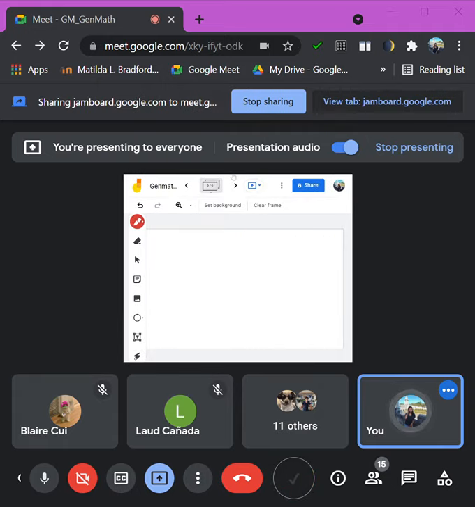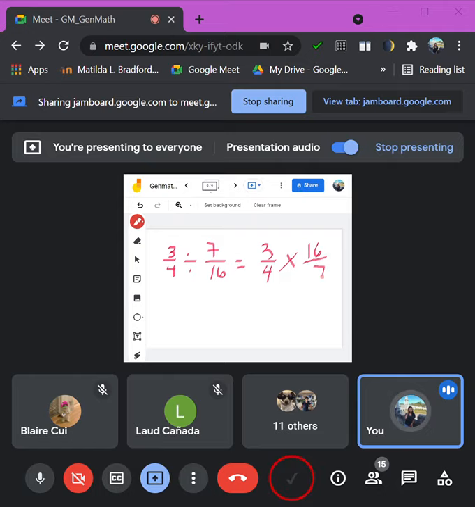So we have there 3/4 divided by 7 over 16. We just change our divisor, the second one, into its reciprocal. And once we take the reciprocal, the division becomes multiplication. And then 16 over 7. And then you can already multiply your fractions or your algebraic expressions.